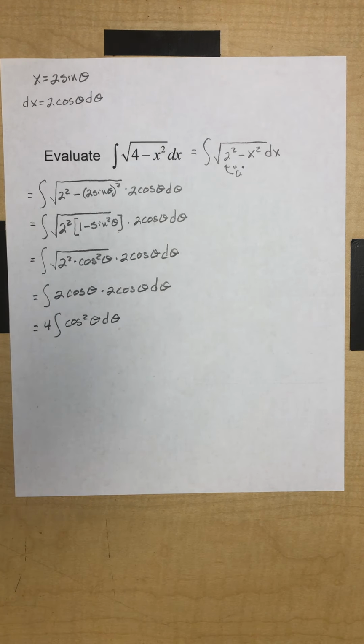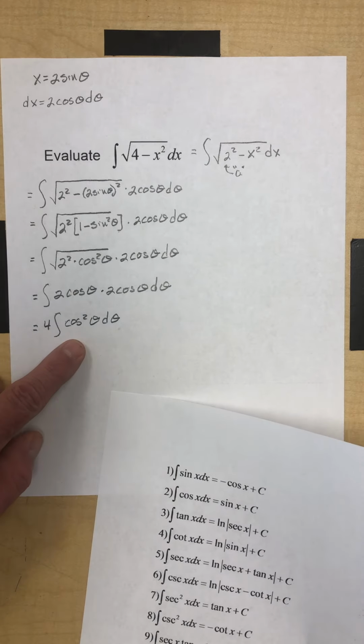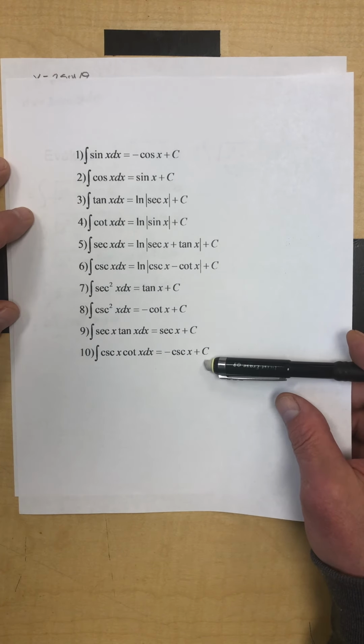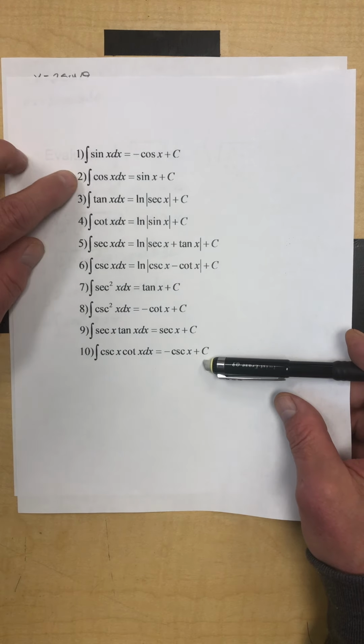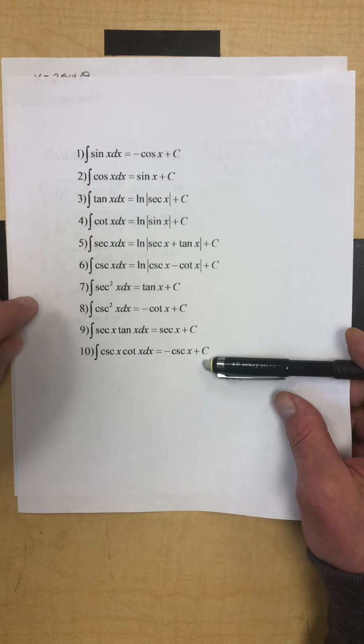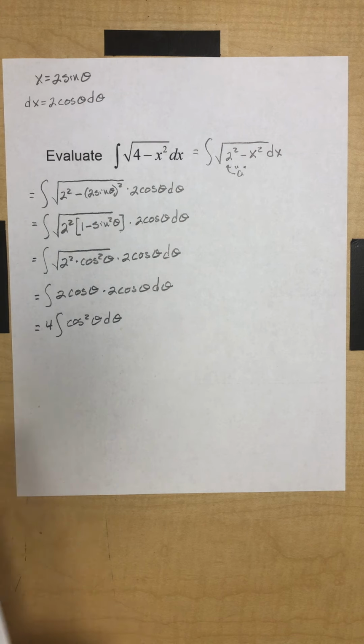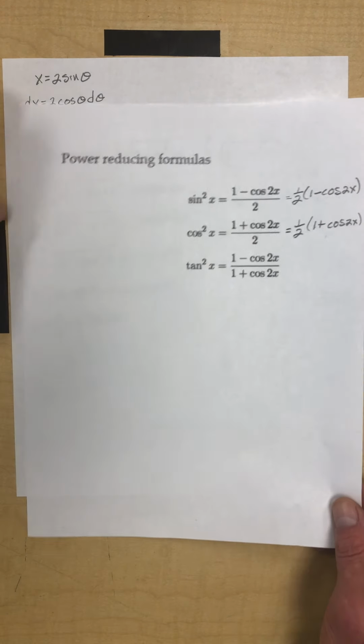So you go to that first sheet I gave you, and we say, I need the integral of cosine squared. Well, we go here, and we don't have that there. We've got cosine, and obviously we have secant squared and cosecant squared, but we don't have cosine squared. So how are we going to deal with this? Well, this is where it comes down to our power reducing formula. So these right here.